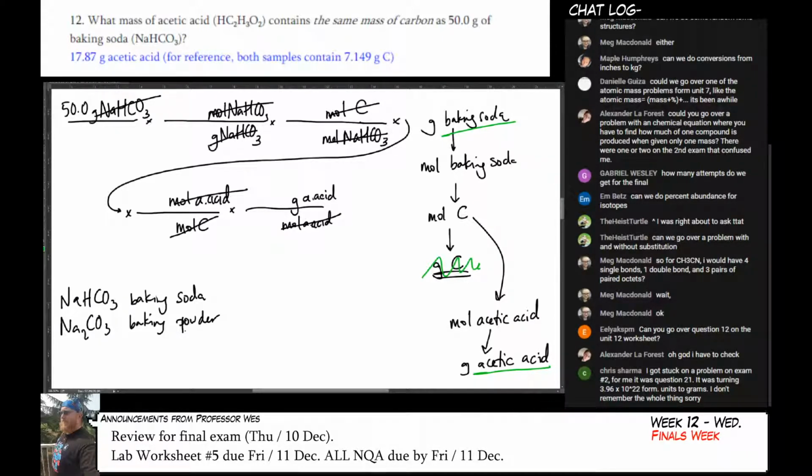I probably use Wolfram Alpha for this, but that's okay. So baking soda is 84.01 grams per mole. In sodium bicarbonate, there is 1 carbon. So 1 mole of NaHCO3 contains 1 mole of carbon. And then for acetic acid, I haven't actually written the formula for acetic acid here. But you can see that there are 2 carbon per 1 mole of acetic acid.